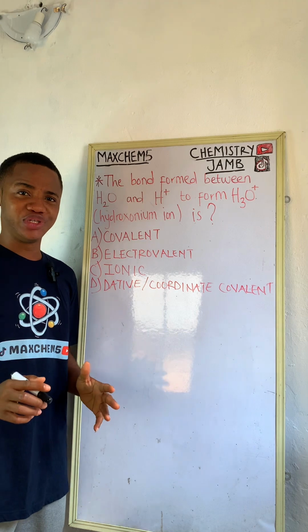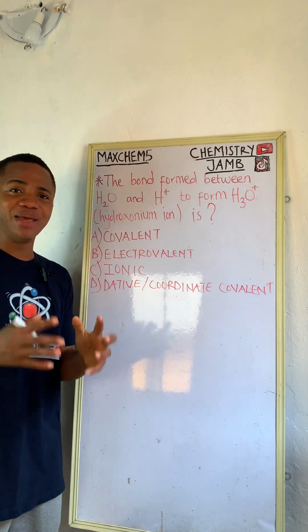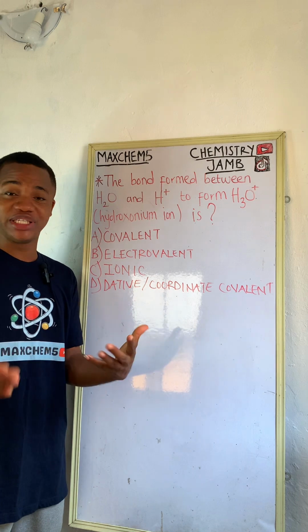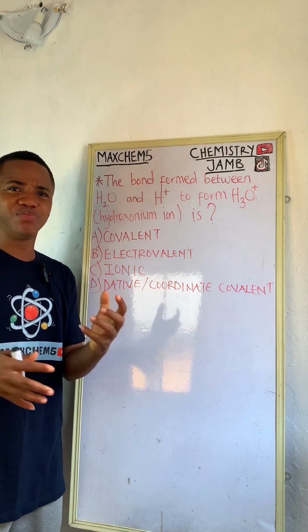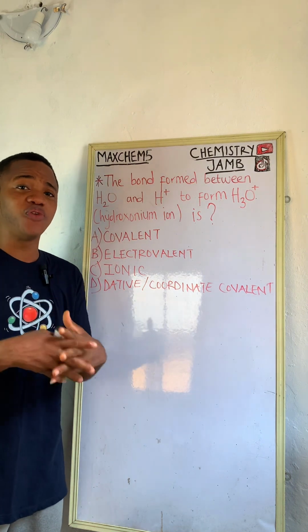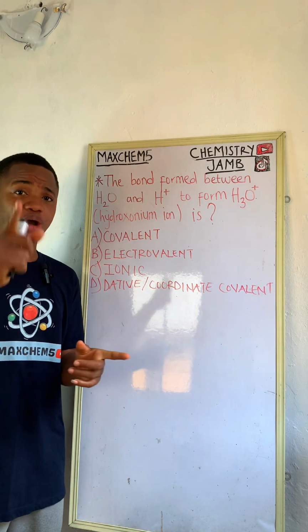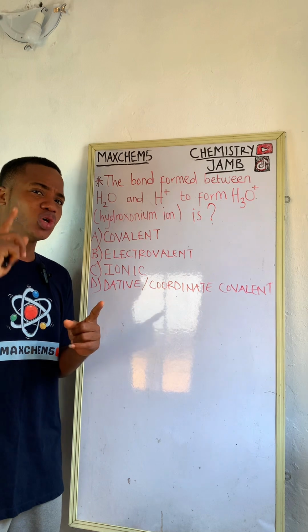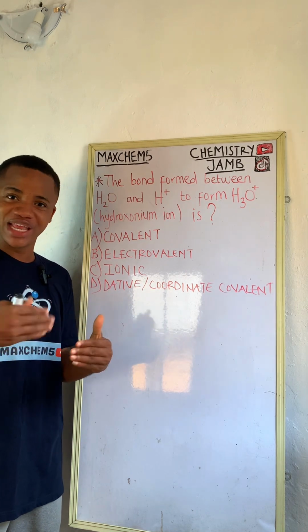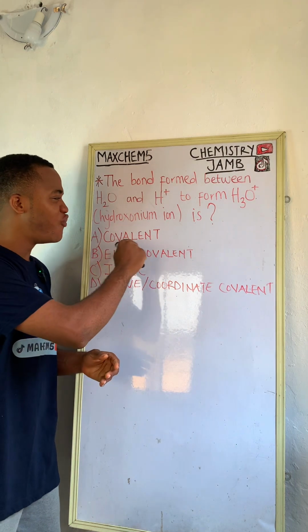What is covalent bonding? Covalent bonding is bonding whereby electrons are shared between the participating atoms. Bonding is a way in which atoms combine together to form compounds or molecules. I hope you are following me. Bonding is a chemical property of a compound or of an element. So what is this covalent bonding?